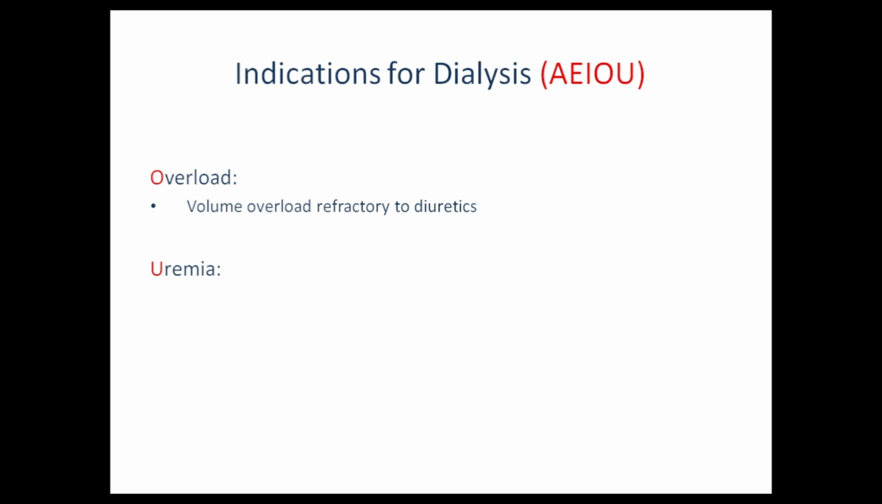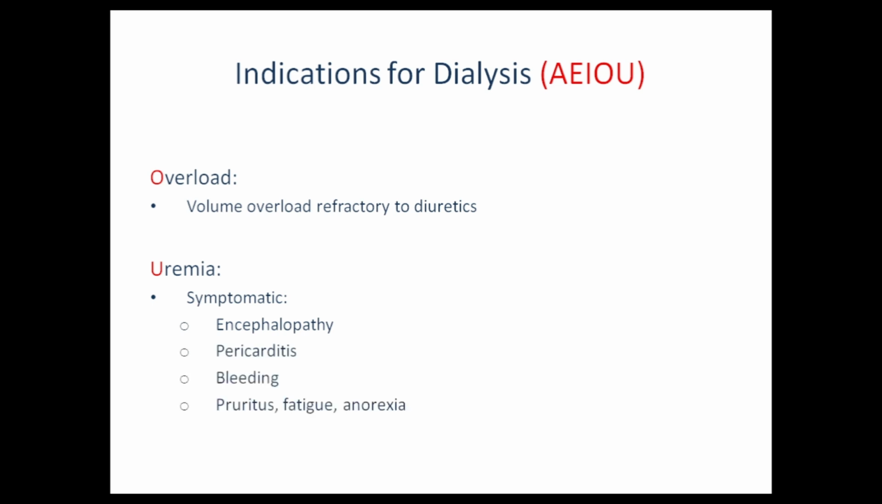After that comes uremia. Sometimes the patient has increased blood urea levels, but the patients are not symptomatic. So this is not an indication for dialysis. But if the uremia becomes symptomatic, and what are those symptoms? Encephalopathy, pericarditis, bleeding, pruritus, fatigue, or anorexia. So if a uremic patient has any one of these symptoms, then it's an urgent indication for dialysis. In encephalopathy, the patient would have altered mental status.